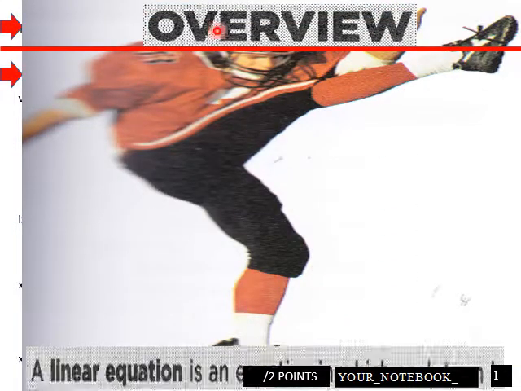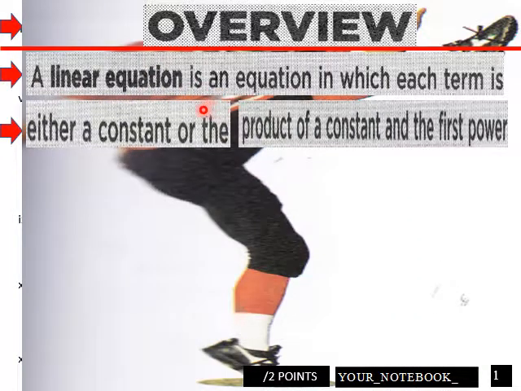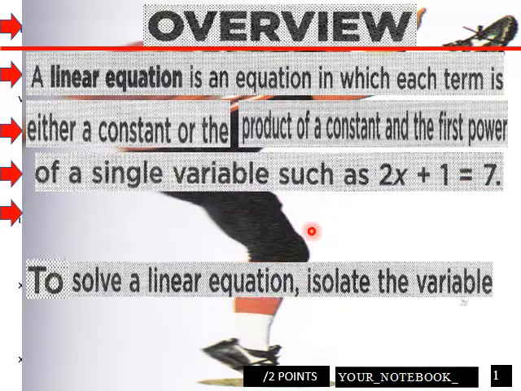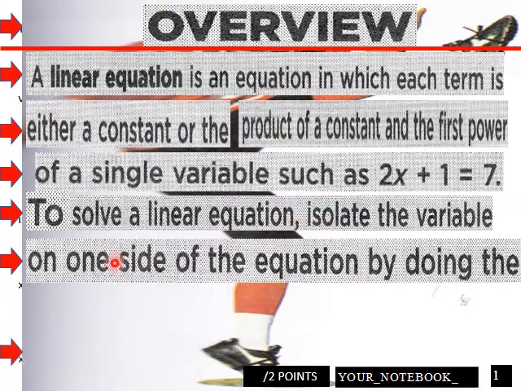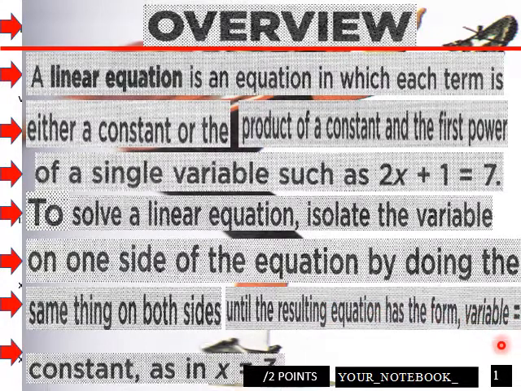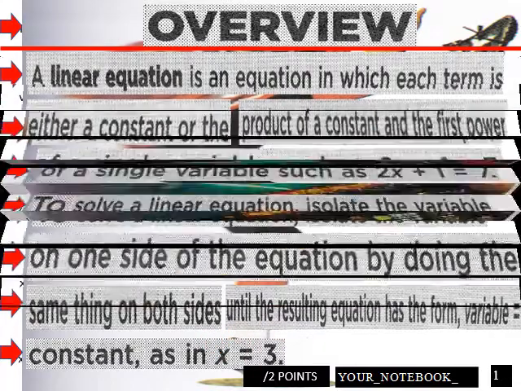Okay, page 1 here of our 3.2 overview. A linear equation is an equation in which each term is either constant or the product of a constant and the first power of a single variable, such as 2x plus 1 equals 7. To solve a linear equation, isolate the variable on one side of the equation by doing the same thing on both sides until the resulting equation has the form of variable equals constant, as in x equals 3.